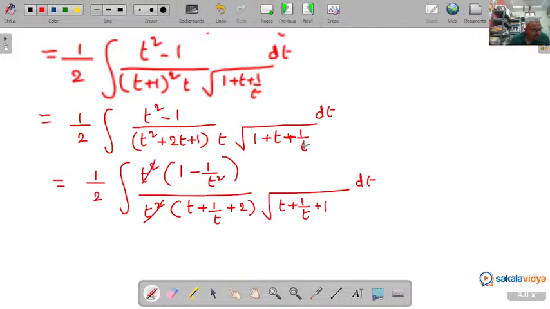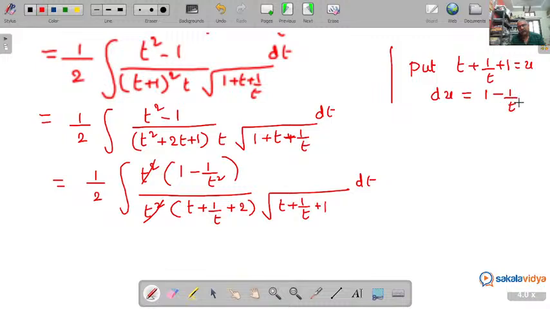So my dear students, remember one thing here. Suppose we put t plus 1 by t plus 1 equal to something u. What is du by dt? Differentiation of t is 1. Differentiation of 1 by t is minus 1 by t square dt.